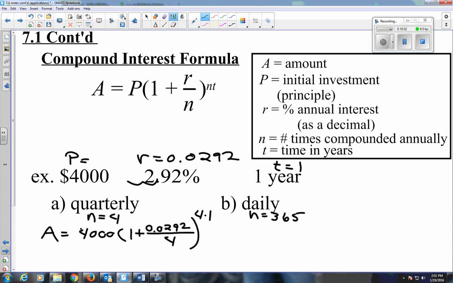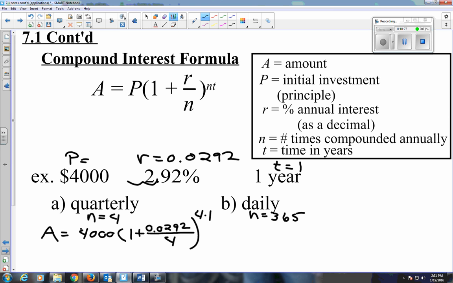Now, you can do it just the way it is with parentheses. I usually find I get more accuracy if I work from the inside out. So here, I'll tell you the way I do it. I start with this division problem in the middle. So I would say 0.0292 divided by 4, enter.